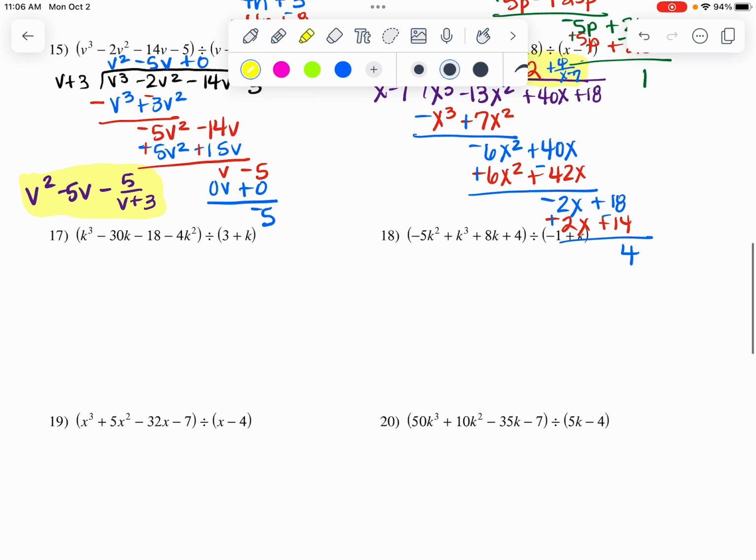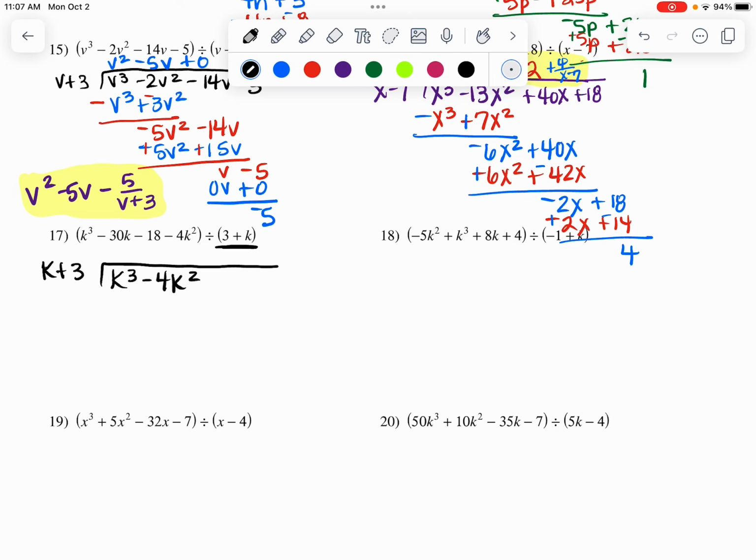All right, 17 and 18. I feel like I did one of these in class. I just don't remember. Just remember you got to switch these two, and the other one's not written in descending order. I'm fairly certain I did this one in class. So you have the k plus 3, and then writing it in correct order, k to the third minus 4k squared minus 30k minus 18. It has to be in descending order. I know you guys are tired of me harping, but that's how it's got to be.